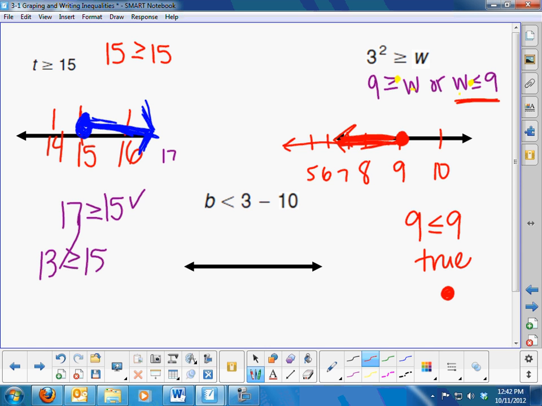Is the number 10 true? If I plug in 10 into my inequality, is it true or false? Is 10 less than or equal to 9? No, so 10 should not be shaded.